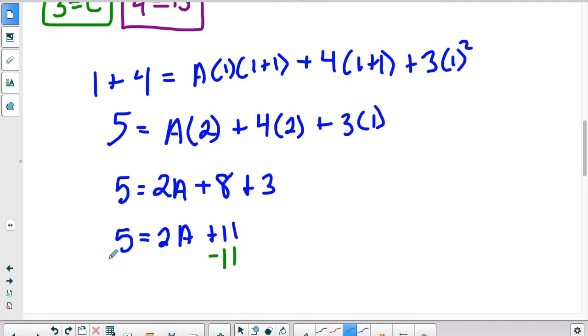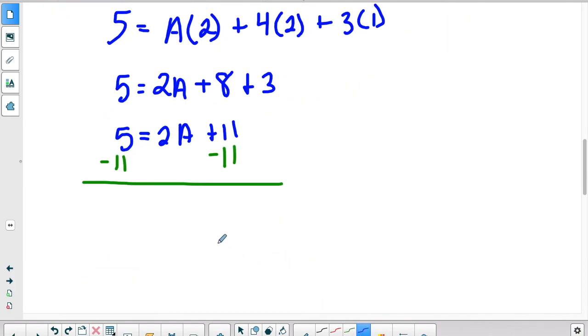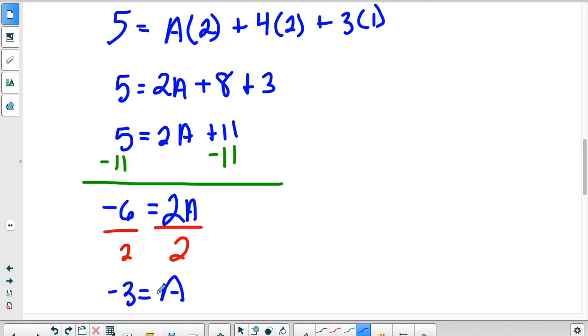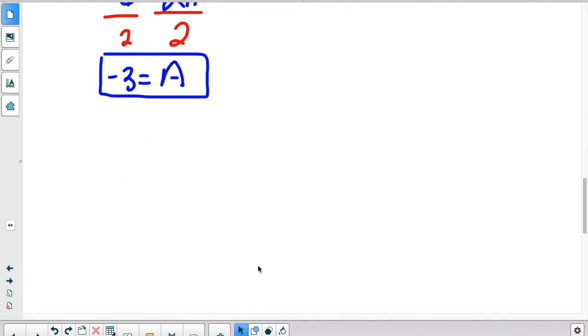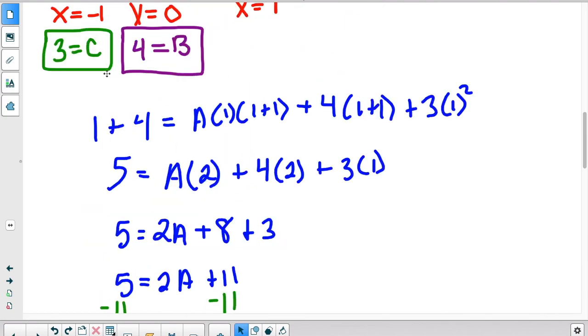So at this point, we can subtract 11 from both sides. When we subtract 11 from both sides, we get 2a, and 5 minus 11 is negative 6. So at this point, we can divide both sides by 2, and we get that negative 3 is equal to a. So now we've found the value of all 3 letters.